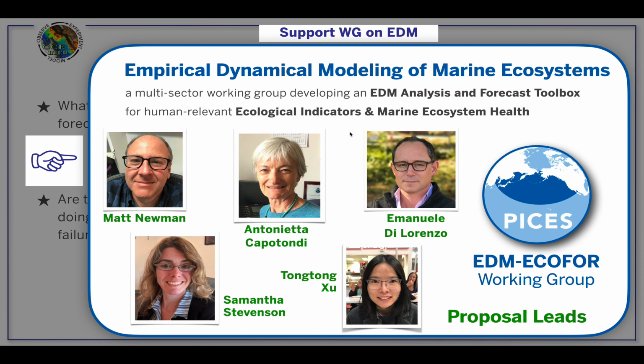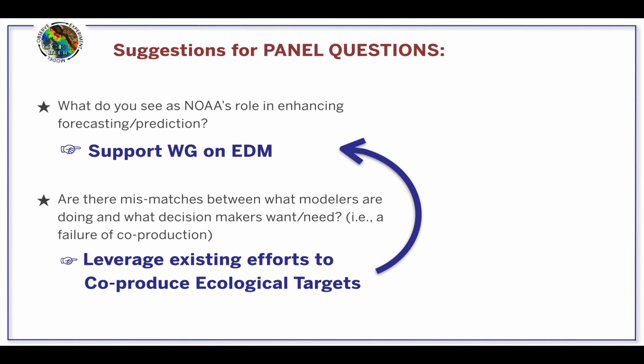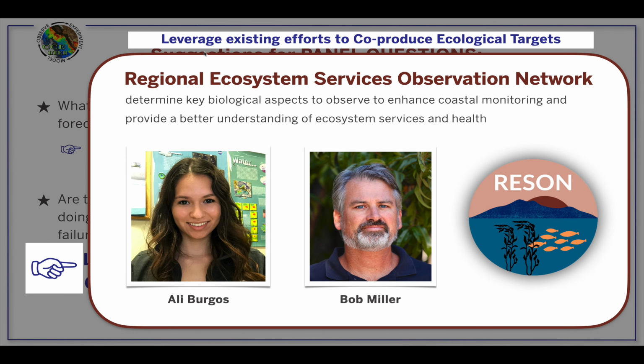For now, the climate scientist group includes Matt Newman and Antonietta Capotondi from CU Boulder and NOAA, Sam Stevenson from UCSB, Tong Su and I from Georgia Tech. And collectively, this group has worked together and has strong experience in the use of EDMs for climate predictions and diagnostics. The second suggestion is leveraging existing efforts to co-produce and agree on what are key ecological measures for ecosystem health that we may want to forecast. And this exercise will help close the gap between modelers and decision makers.